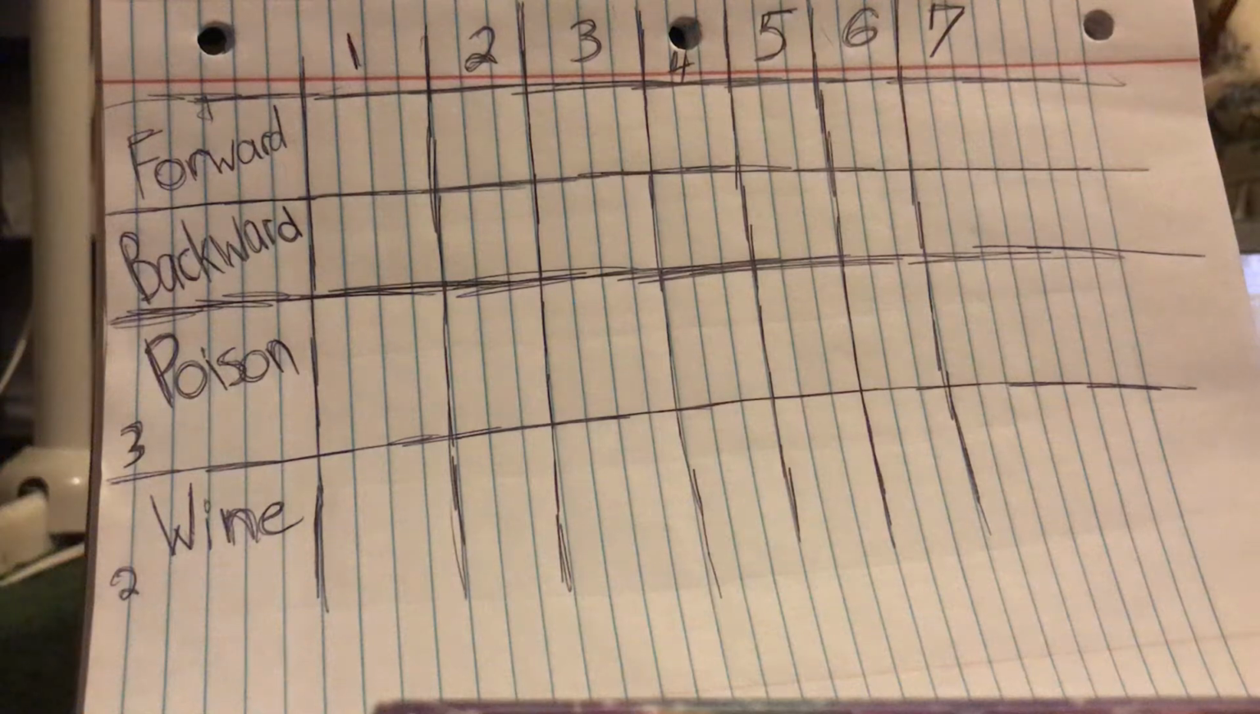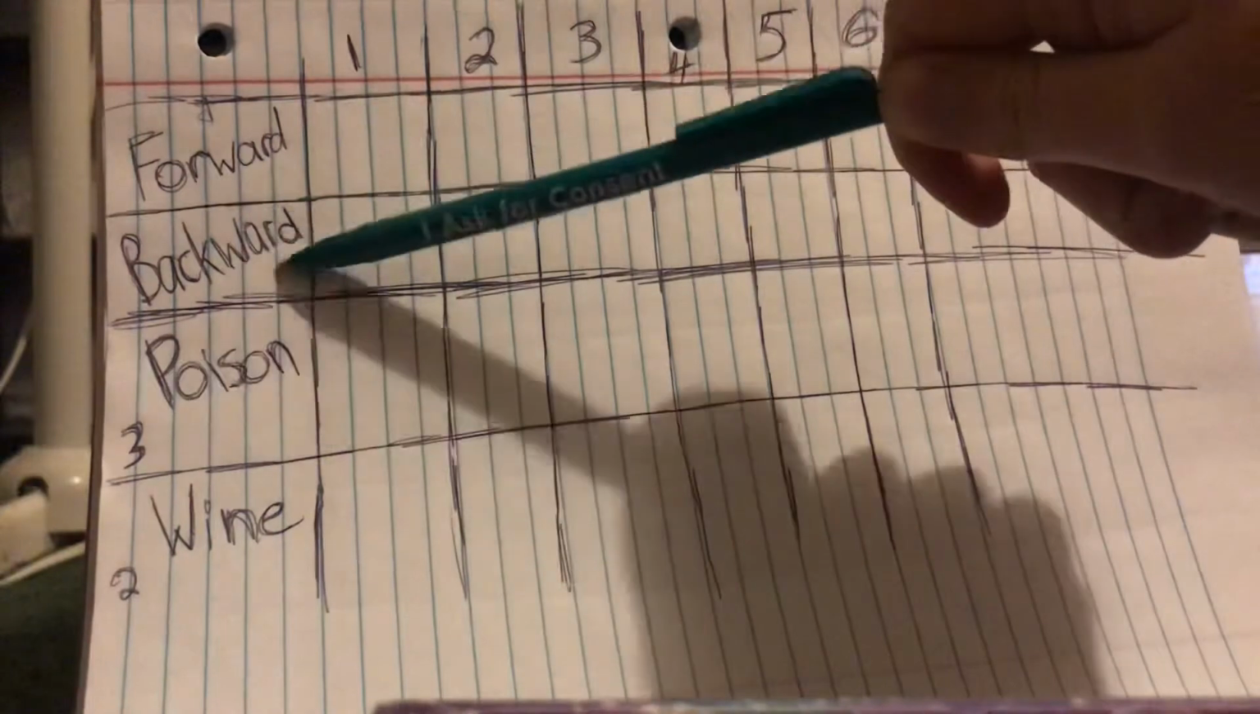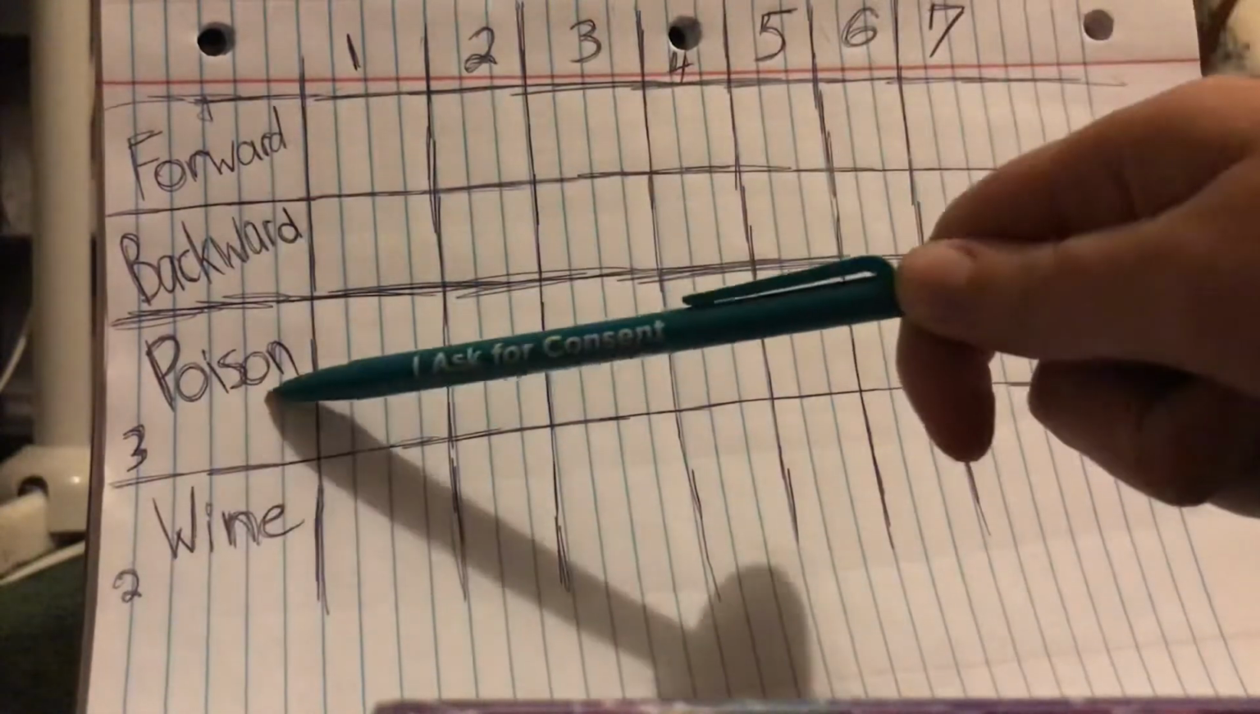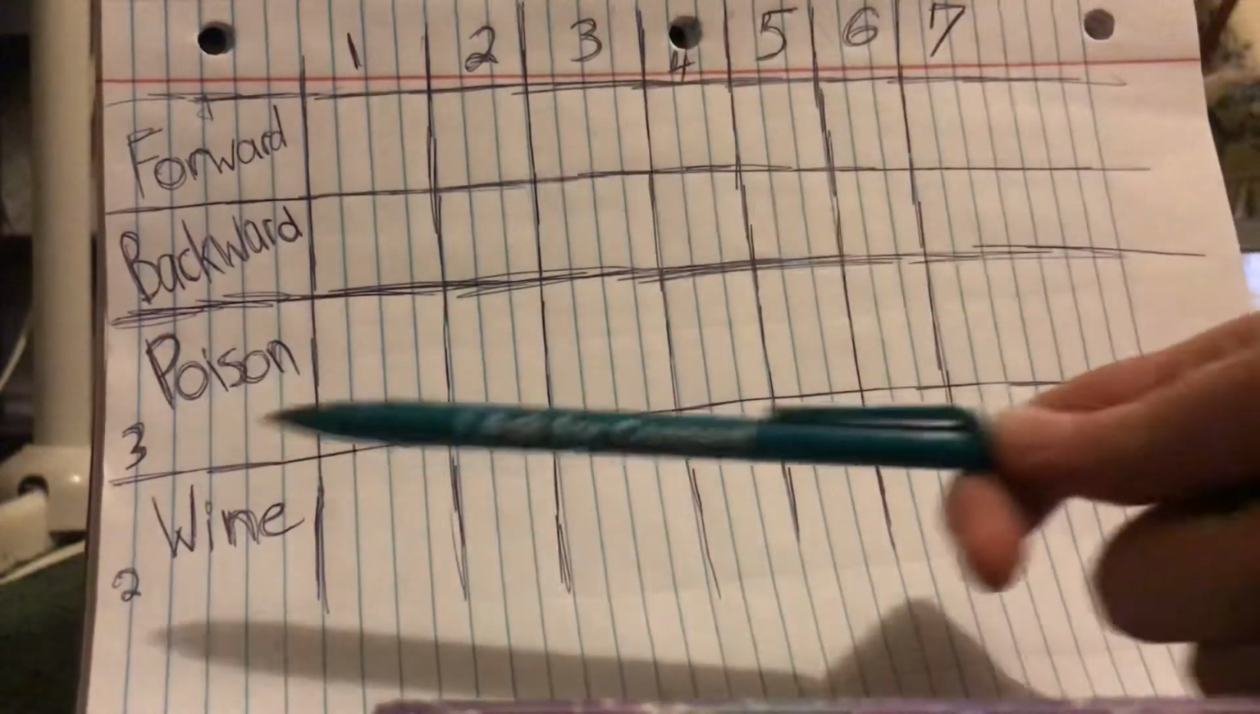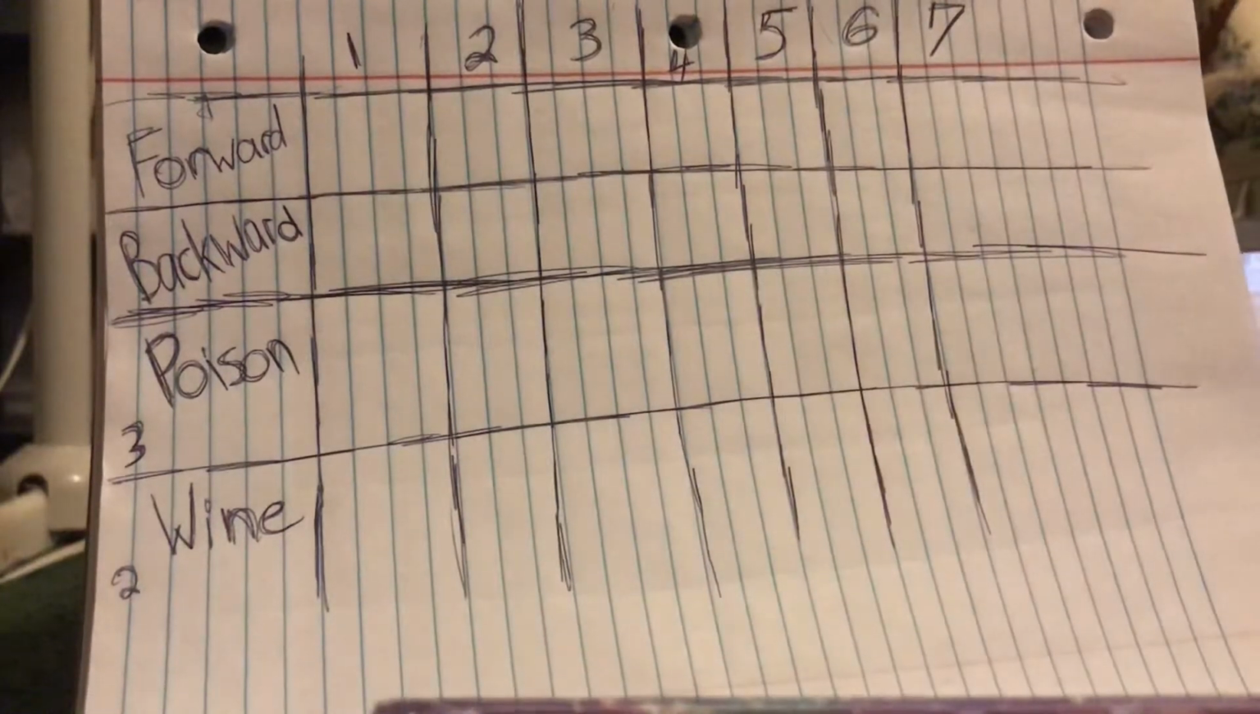So here's how I solved the Harry Potter problem. From the beginning, we can tell that there's one that goes forward, one that goes backward. There's 3 killer drinks, which are poison, and then there's 2 that are mentioned, which are just normal or wine.